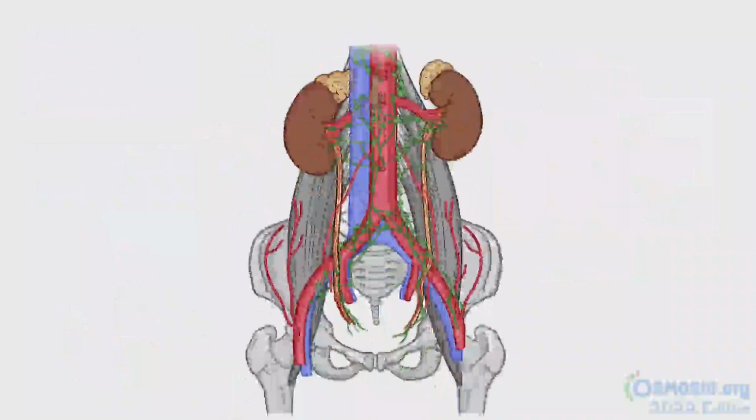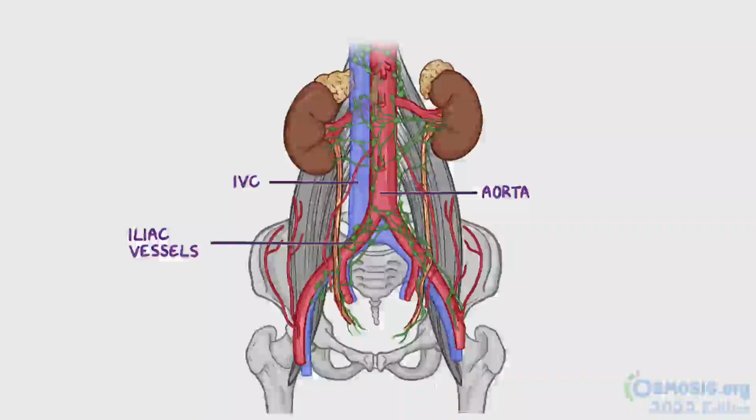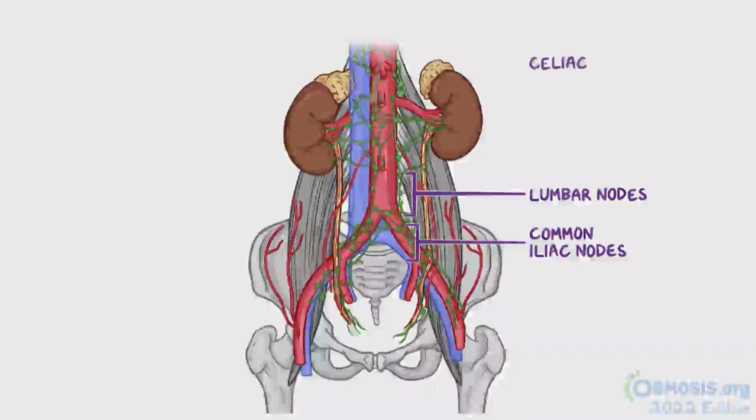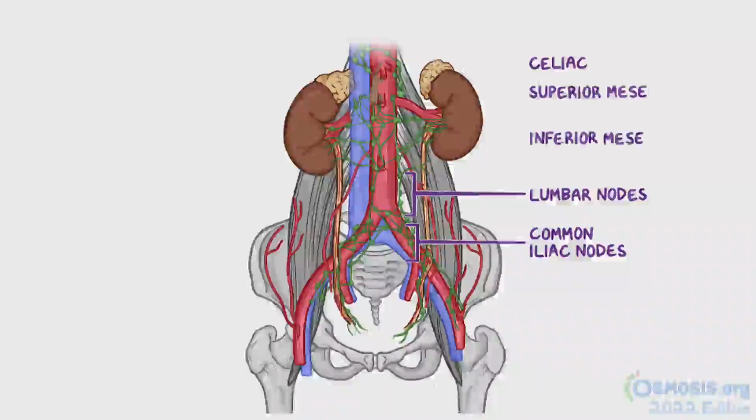Lymphatic vessels and lymph nodes in the abdomen lie along the aorta, the inferior vena cava, and iliac vessels. Lymph from the common iliac lymph nodes passes to the right and left lumbar lymph nodes. Lymph from the digestive tract, liver, spleen, and pancreas drains into the pre-aortic lymph nodes, known specifically as the celiac and the superior and inferior mesenteric nodes.